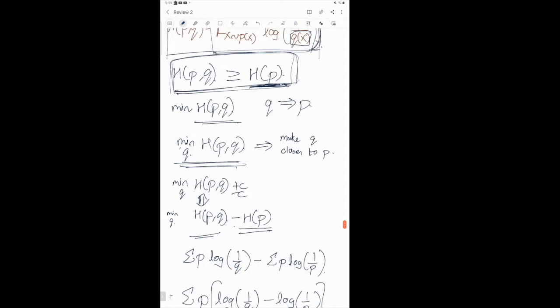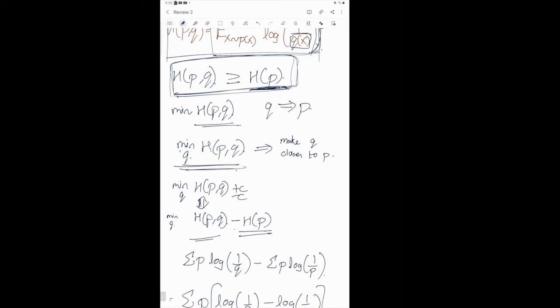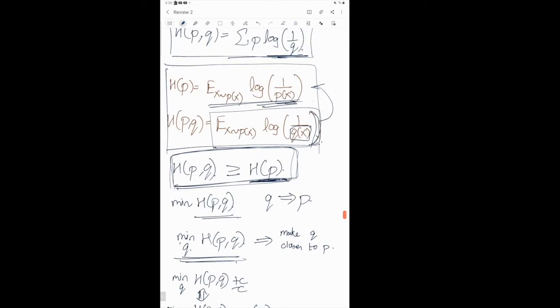Intuitively, how can we interpret entropy? Is it the number of bits that are required to encode some information, or is it just the information? Yeah, so exactly.